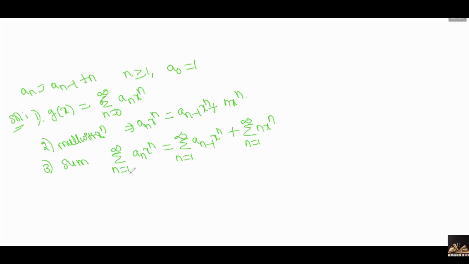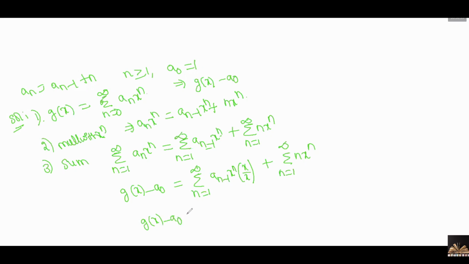Now you know that this can be written as g of x minus a0. Therefore in place of this I can write g of x minus a0 is equal to, here the suffix and power are different though, so you need to multiply and divide with x, plus summation of n is equal to 1 to infinity n into x power n.